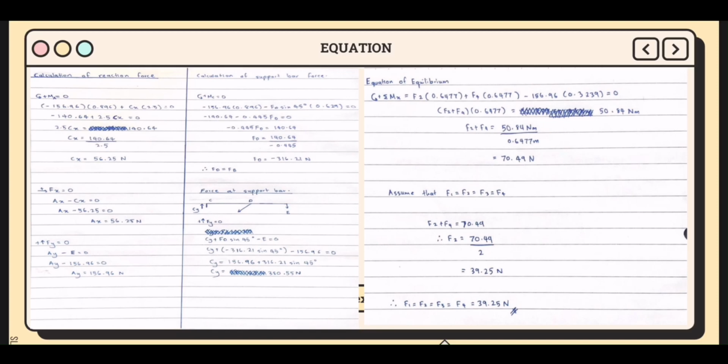17.49 Newton. We assume that F1, F2, F3 and F4 share the same value. So we take the value of F2 plus F4 divided by 2 to get the value of one force only, which is 39.25 Newton. So the value of F1, F2, F3 and F4 equals 39.25 Newton. That's all from me. Thank you.